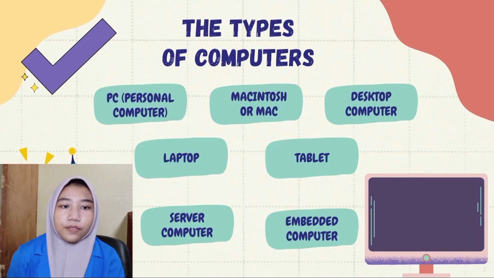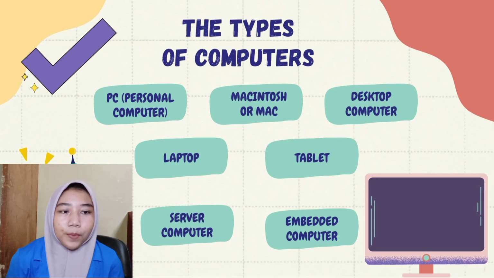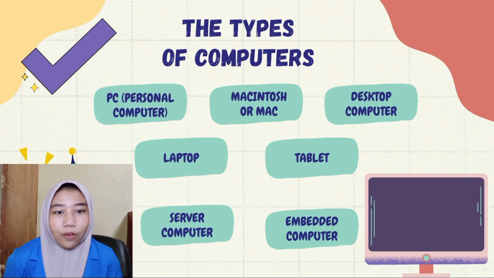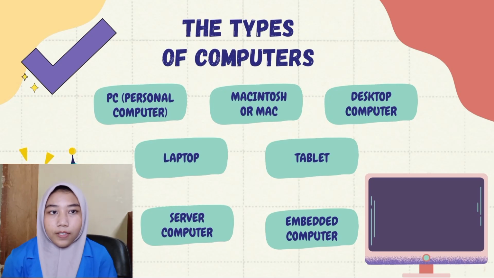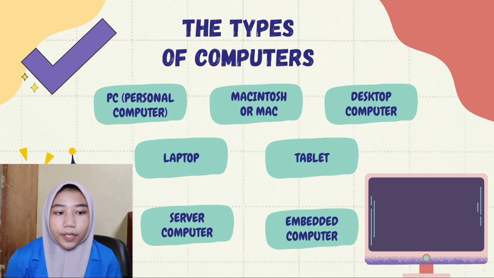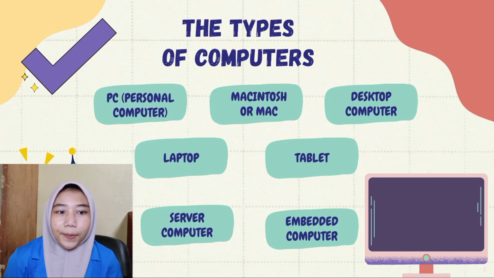There are several types of computers that we commonly use. PC or personal computer, general purpose computers designed for individual use. Macintosh or Mac, computers manufactured by Apple Inc. with their own operating system. Desktop computer, stationary computers typically consisting of a monitor, system unit, keyboard, and mouse. Next, laptop, portable computers that integrate all components into a single unit.